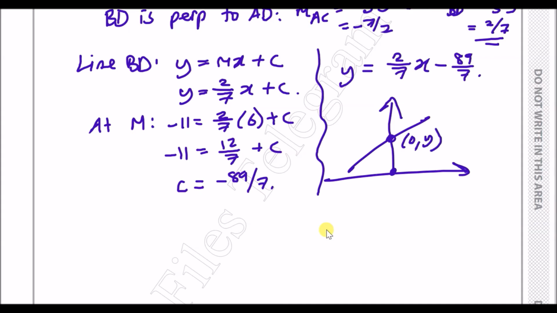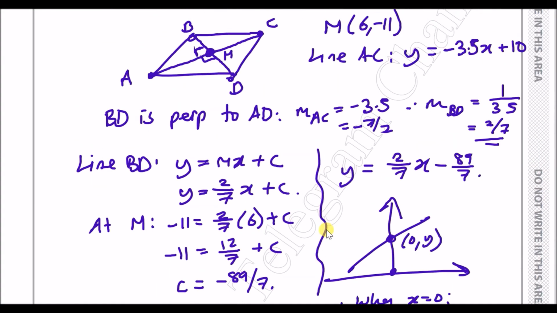What this tells us now is that we know when x is 0, we're going to literally be left with minus 89 over 7. So let's put it here. When x is 0, we basically have y equals 0, take away 89 over 7. So y equals minus 89 over 7.